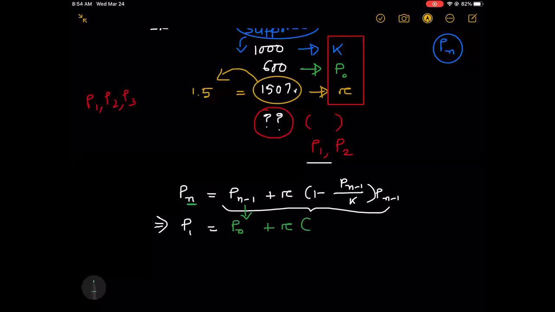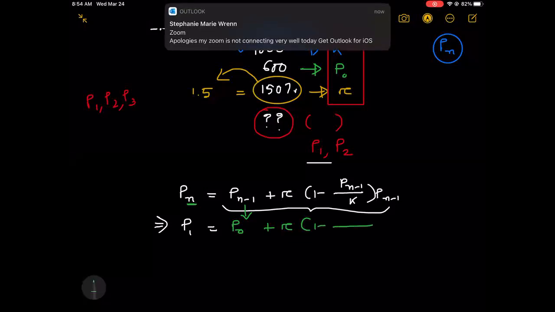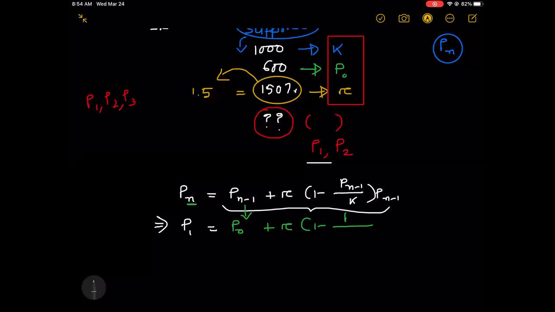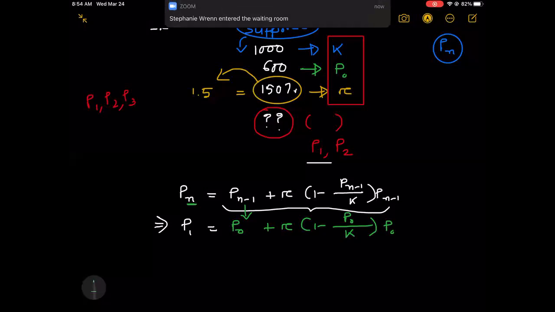So we can write P naught in place of all the Pn minus 1, right? Then we can actually plug in the values in their respective places.